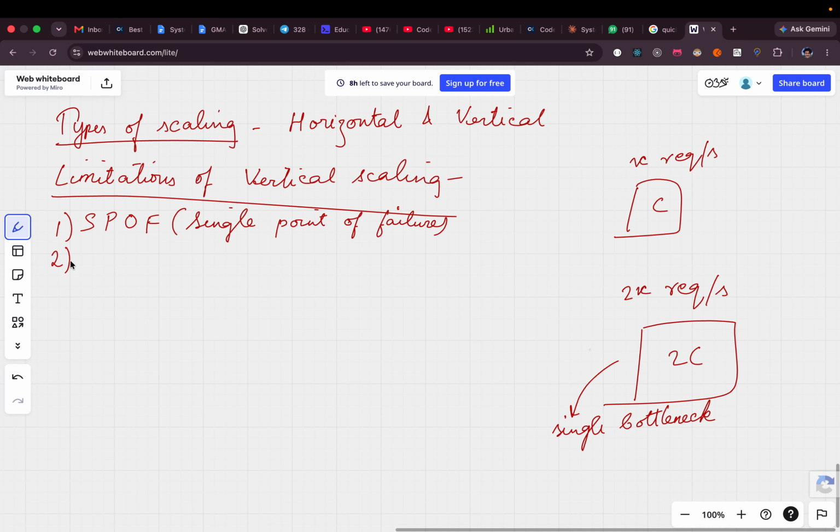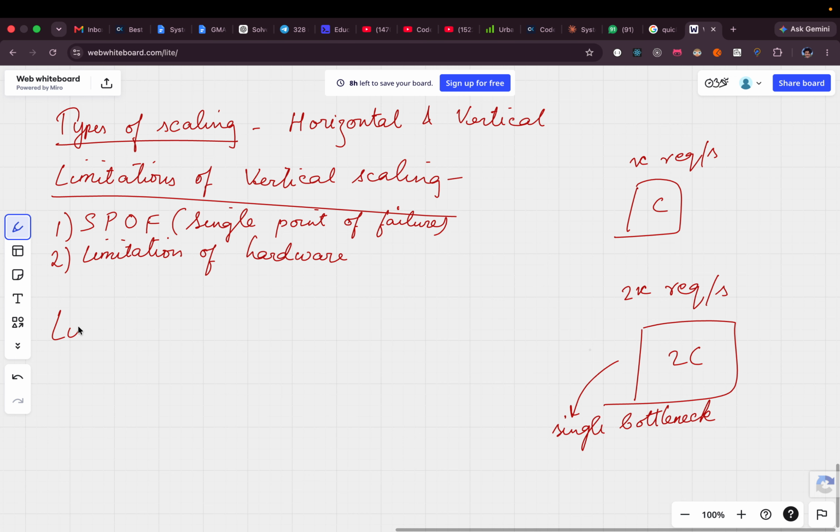The second limitation is the limitation of hardware. Every hardware has a limit. You can go from C to 2C, then 2C to 3C, 4C, 5C, but there will be a limit, right? You cannot go till infinity. Every hardware on this planet Earth has some limitation. So once we reach that limitation, after that certain point, we cannot do vertical scaling anymore. So this is another limitation of vertical scaling.